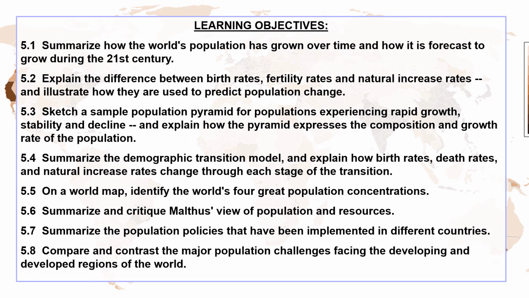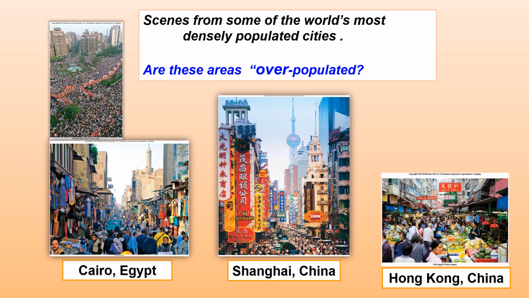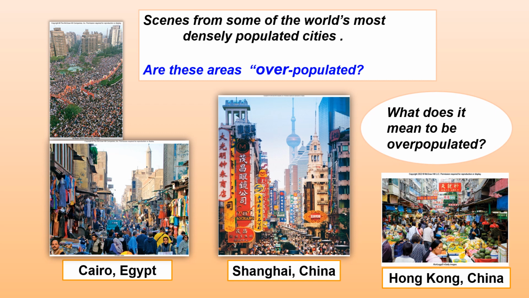Here are the learning objectives. And some of the preliminary photos from the book, looking at some densely populated areas, Cairo, Shanghai, Hong Kong. Now, just because an area is densely populated, that doesn't necessarily mean that it's overpopulated. Overpopulation is a value judgment, as we'll see later.